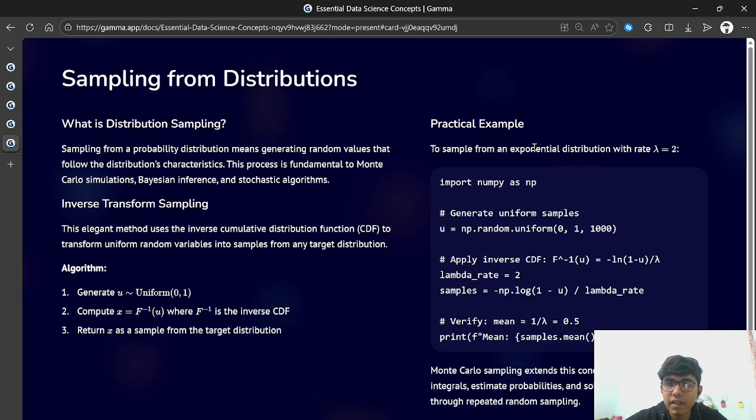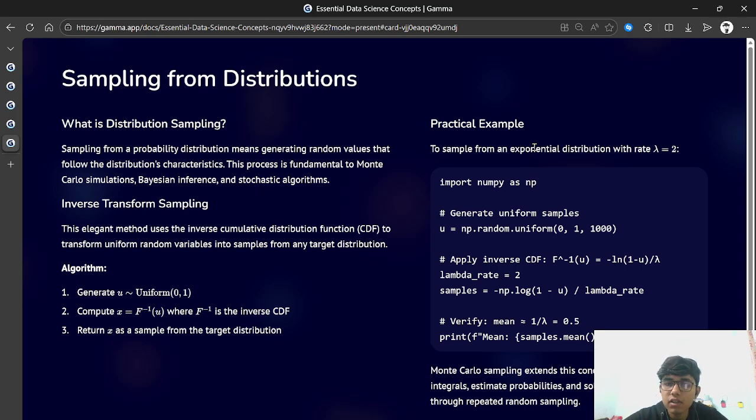For an example of inverse transform sampling, let's consider the exponential distribution with rate lambda. The CDF is 1 minus e to the negative lambda times x, and we can then invert this expression. We obtain x equal to negative 1 over lambda times the natural logarithm of 1 minus u. So if we draw a uniform random value of 0.3, we can plug this into the inverse CDF function and obtain a sample from the exponential distribution.